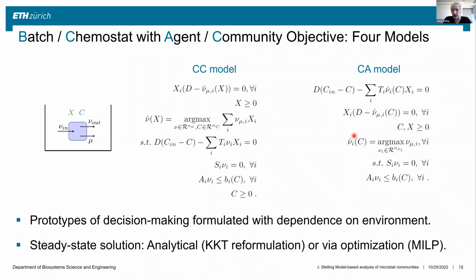The agent model looks very similar, but here now we have one single objective, namely to maximize the growth of each species individually. So these are essentially prototypes for decision-making, just to see what the corner cases are. And the nice thing about this here is that we can formulate this such that it can be solved analytically. So essentially via KKT reformulation, and then optimization leads to a mixed integer linear program.